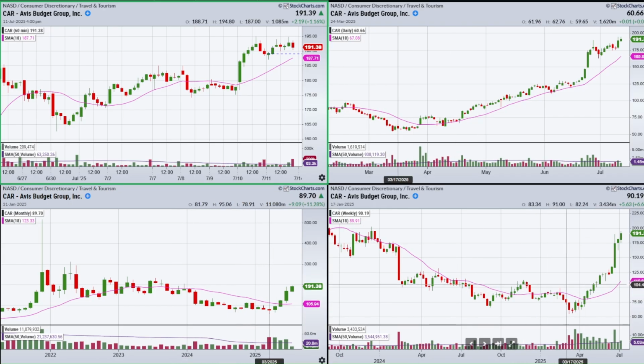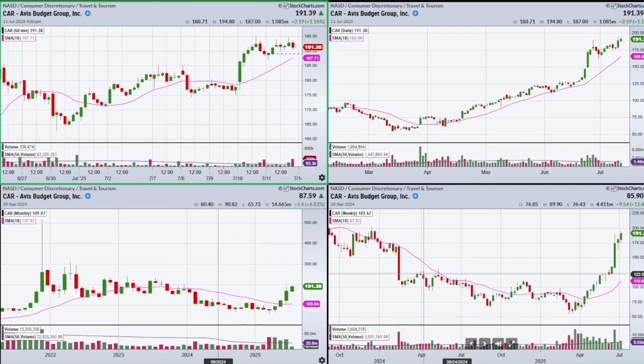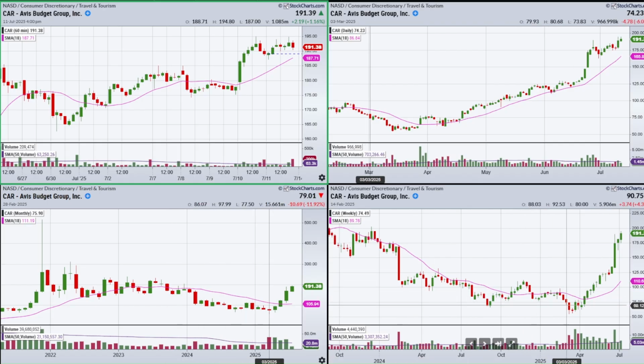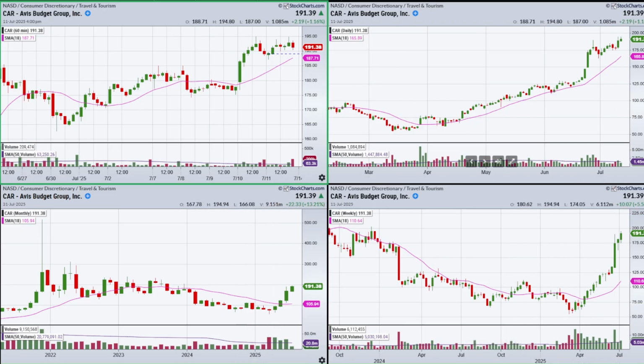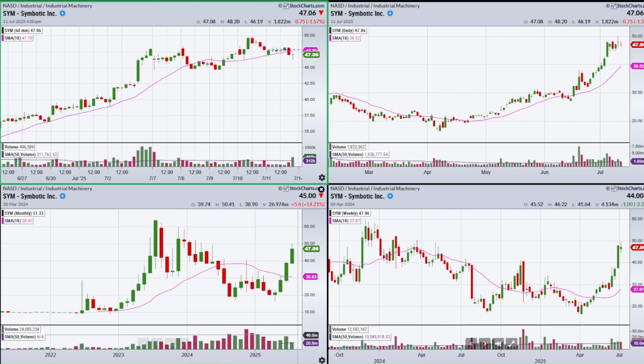So be on the lookout for those signals. When you get a prolonged downtrend and then it fails at a new low, you should be looking for a pretty strong reversal off of that. All right, let's look at something like SYM.